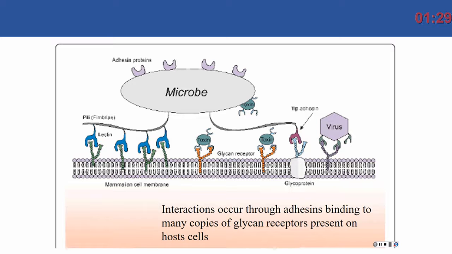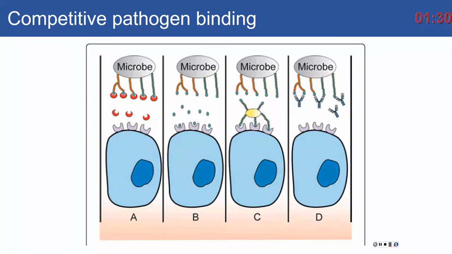Again, those adhesins bind to a lot of different copies present on the host cell and allow the microbe to overcome that host cell defense by binding to so many different copies. In fact, we can think about that as a competitive pathogen binding.